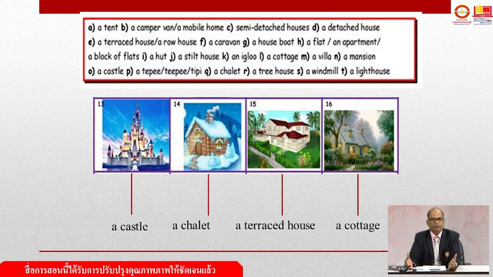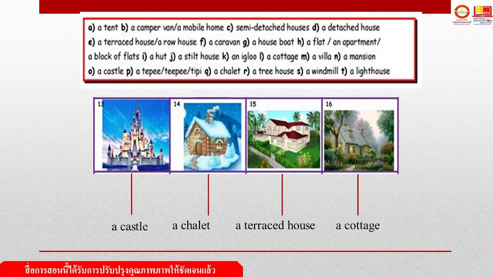Then we also have other kinds of houses where rich people live. The king of Thailand, the queen of England, they live in what we call a castle or a palace, where the king lives. The king Rama 10 lives in a palace. He has many, many castles and palaces.